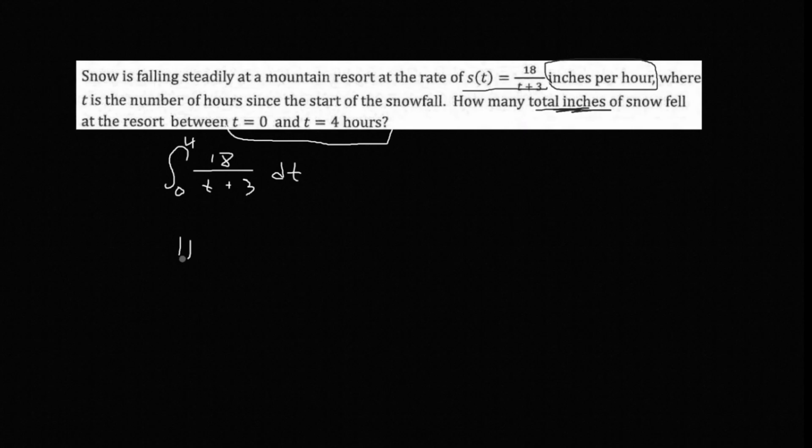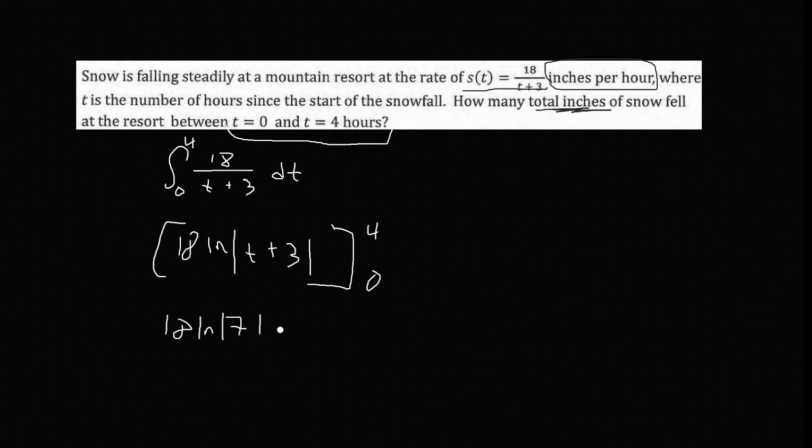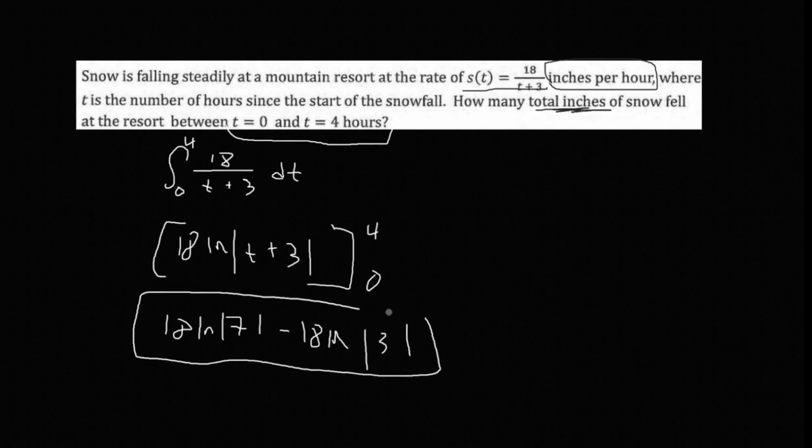And we know with the basic integration, this is 18 natural log of t plus 3, evaluated from 0 to 4. And then let's substitute our values. 18 ln of 4 plus 3, which is 7, minus 18 ln of 3. And you can leave this as your answer.